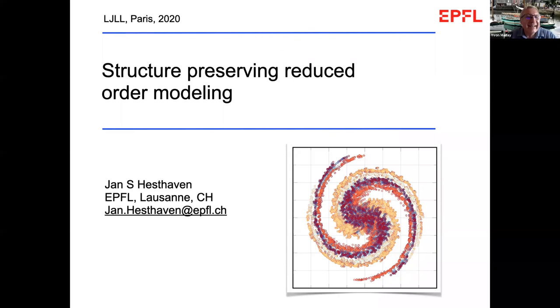8 years already. Okay. So the subject will be structure preserving reduced order modeling. We are eager to hear this.